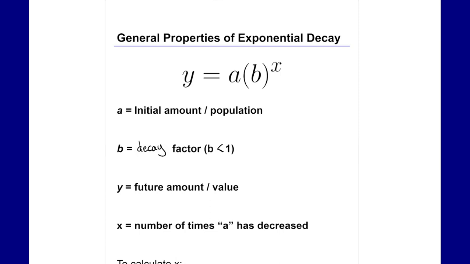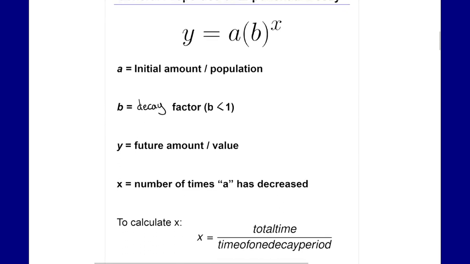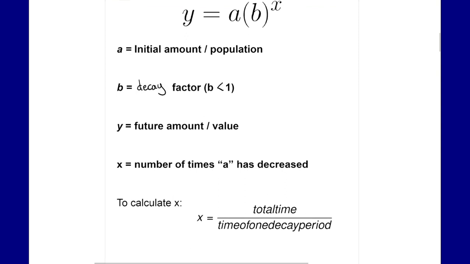Y is still going to be our future amount, and X is still going to be the number of times A has decreased. To calculate X, we'll still have a small calculation to do: the total time divided by the time of one decay period. Very similar to what we've done with growth, except in this case, we are decreasing.